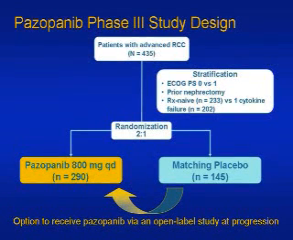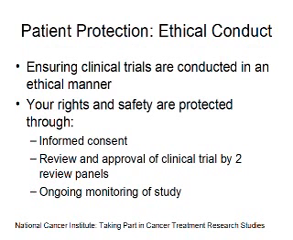One very important part of clinical trials is patient protection and ethical conduct, making sure that clinical trials are conducted in an ethical manner and that your rights and safety are protected through the informed consent document, which can be very detailed and cumbersome and can be anywhere from 5 to 25 pages depending on the treatment or treatments included. There's a review and approval of the clinical trial by 2 review panels prior to its opening to enrollment, as well as ongoing monitoring of the study.